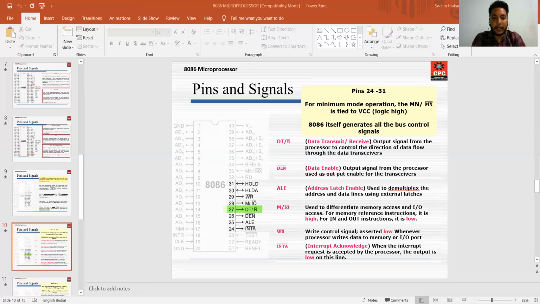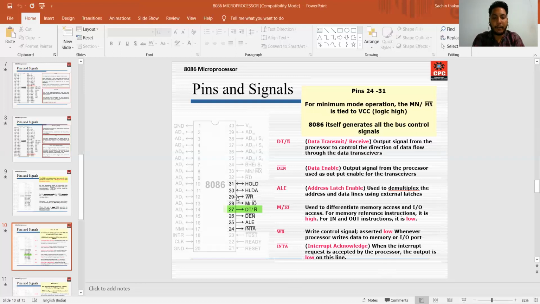Now the next pin is DEN, pin number 26, that is your data enable. The function of this pin is to enable the signal that indicates the availability of valid data, that is, there is valid data on the address/data lines.